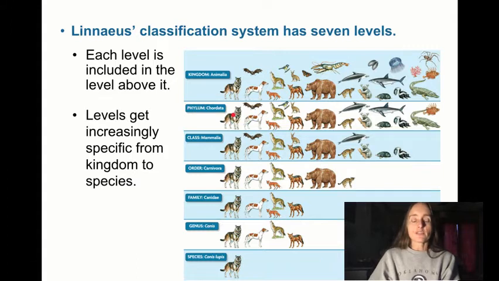So our classification system goes like this. Now there's one missing here. We have a domain at the top. So a domain would be based a lot on cell type. Like we're in domain Eukarya because we're eukaryotes. So all eukaryotes would be in domain Eukarya. So we should have a big fat domain Eukarya right up here at the top.